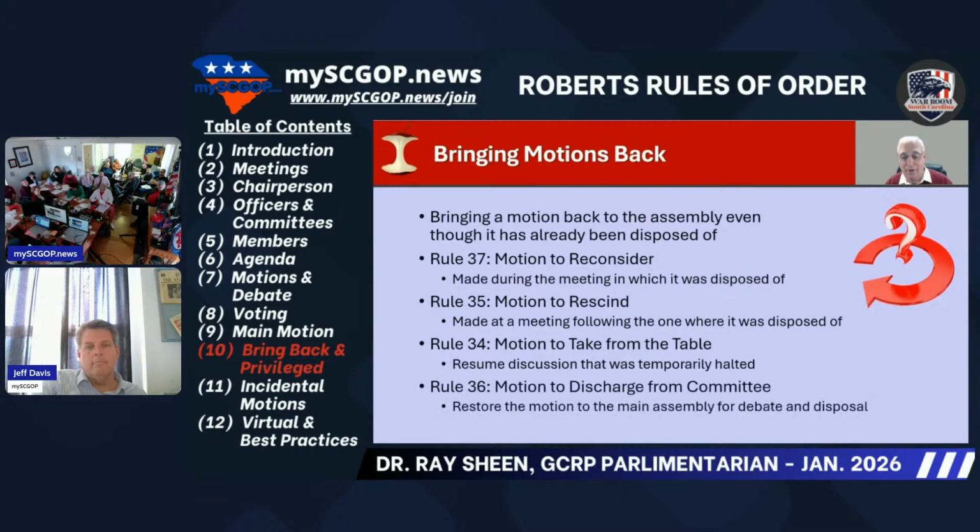Another way to bring a motion back to the full assembly is a motion to discharge from a committee. This is addressed in Robert's Rule 36. It should be obvious that this applies when a motion was disposed of by referring it to a committee. This might be used if the Assembly believes a committee is trying to bury the issue. This motion requires a second. It can be debated and amended. It requires a 2/3 vote since it's reversing a decision previously made by the Assembly.